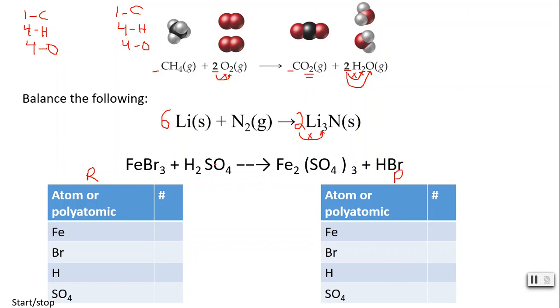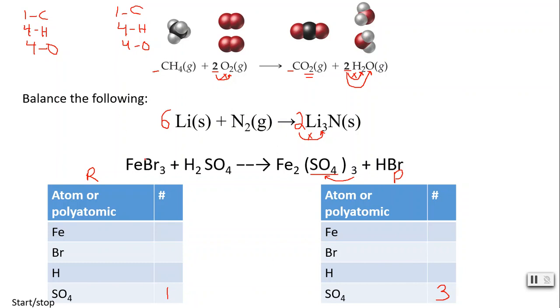They stay together. So when I balance my SO4s, I'm going to balance them just as a chunk, as a unit. So for example, when I look at my reactant side, I would say I have one SO4 chunk. On my product side, how many SO4 chunks do I have? I have 3. Because that 3 goes to everything inside the parentheses, I have 3 SO4s.